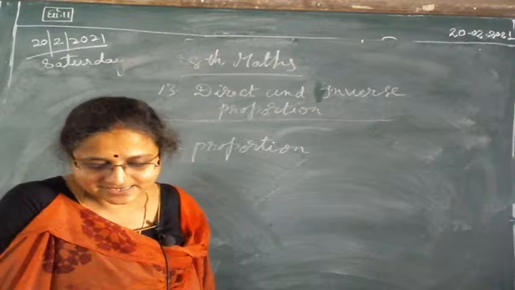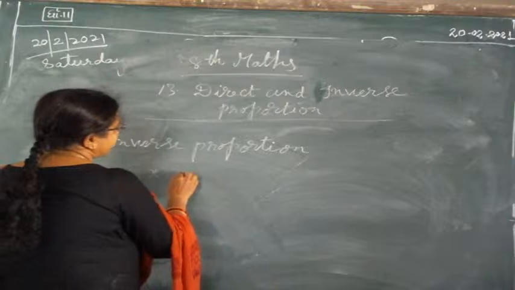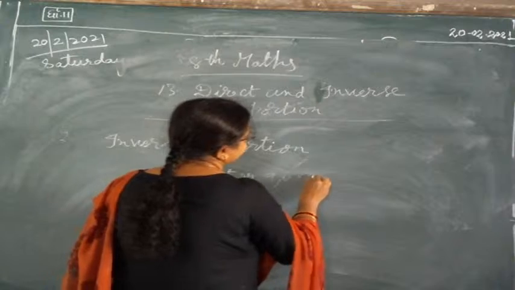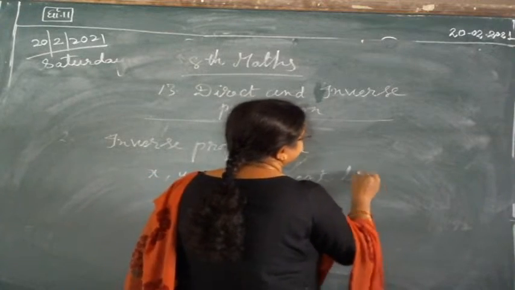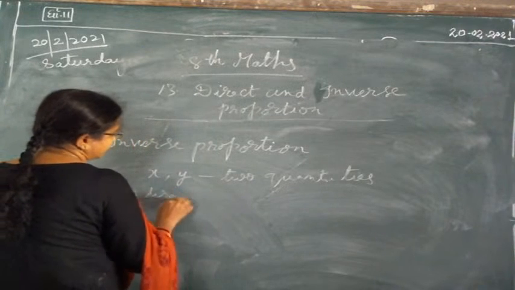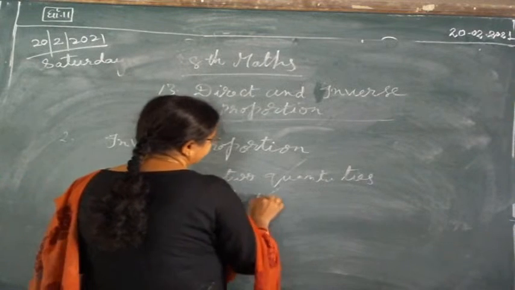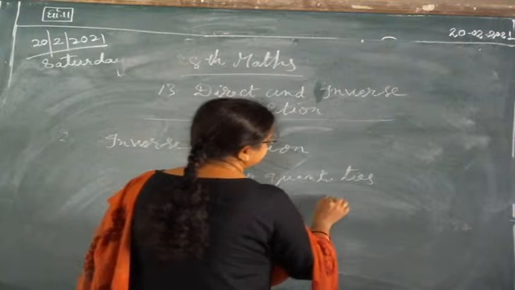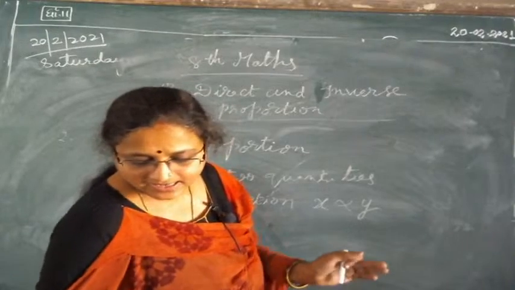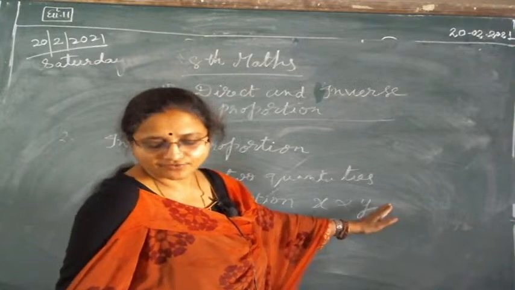When two quantities x and y are in direct proportion, what happens in direct proportion? If the value of x increases, automatically the value of y also increases.